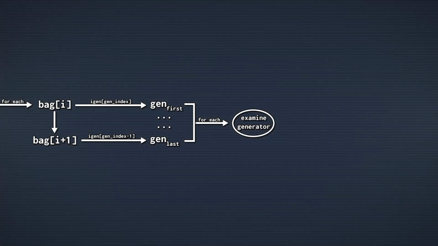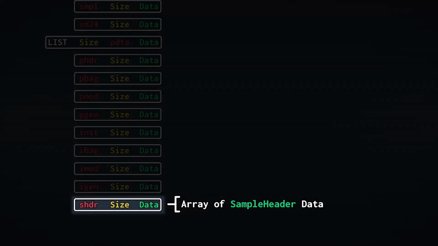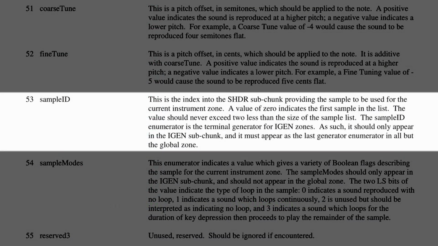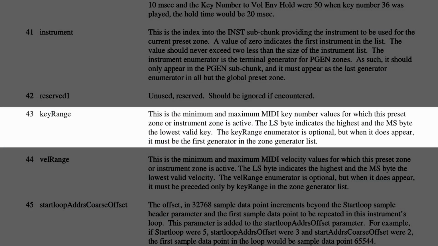Talking about the shdr chunk, how do we know which sample header belongs to our instrument? That info comes with generator 53. Its value is the index in our shdr chunk's data, where we can find the sample header data for this instrument. Just like the instrument generator at the preset level, this one always comes last at the instrument level. And if it's missing from a bag, then that bag is considered global. Another common kind of generator is number 43, the key range generator. It specifies a minimum and maximum MIDI key number used for this instrument, and always comes first in the generator list if it is present.